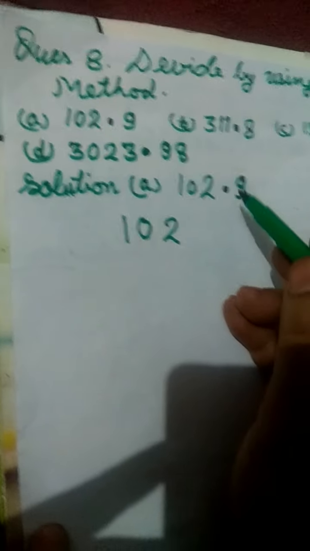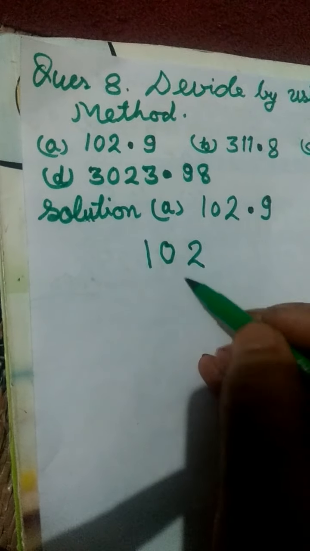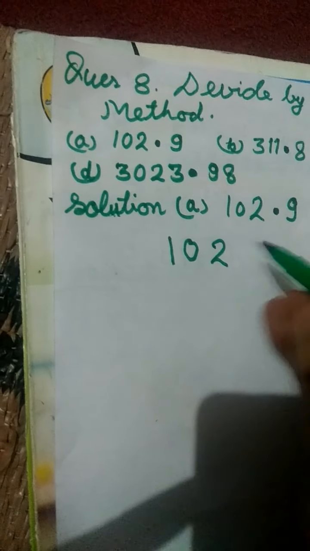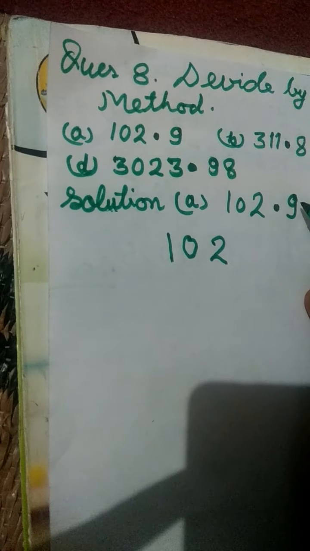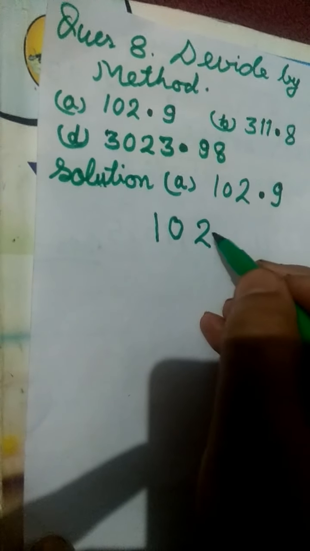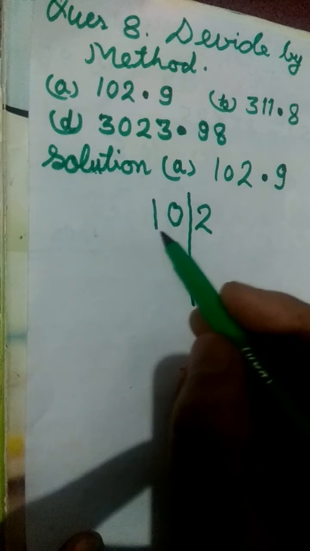First you will break this number into two parts. The dividend is a 3-digit number, 102, and the divider is 9. So the dividend will break into two parts. Since the divider is a one-digit number, the ones digit will be the second part of this question, and 10 is the first part.